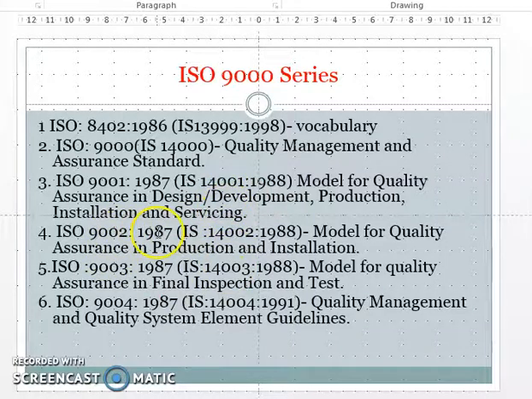And ISO 9002 is only for production and installation. ISO 9003 is only for final inspection and test. And ISO 9004 is only giving quality management or element guidelines, how to make an audit about this.